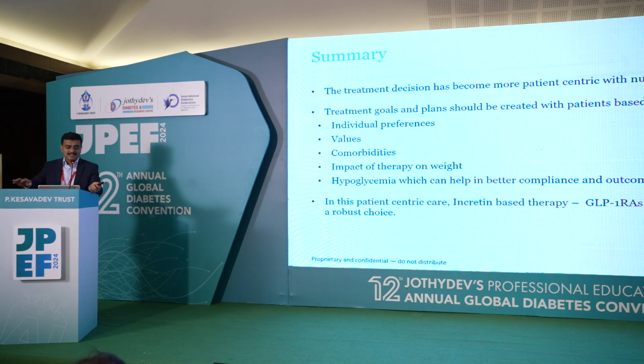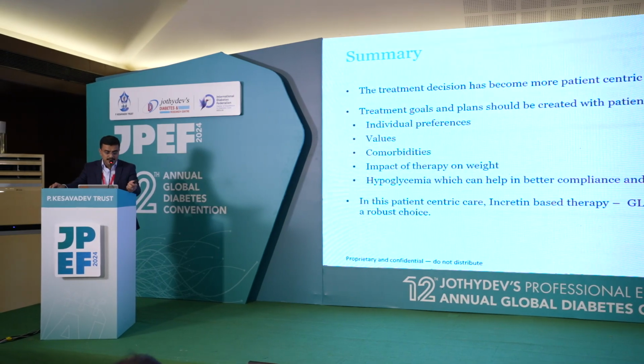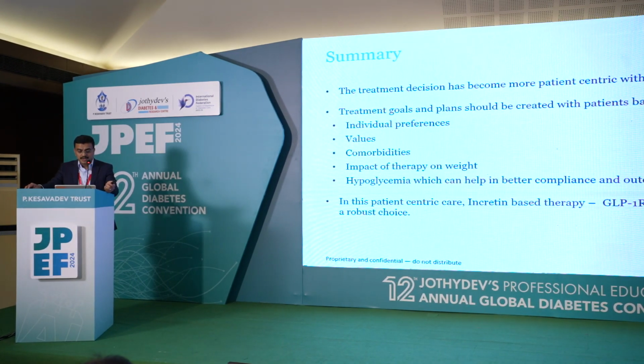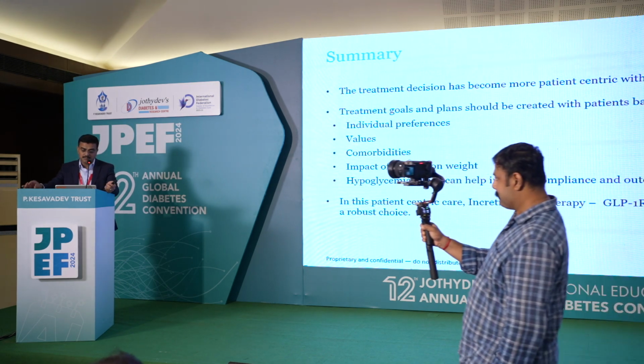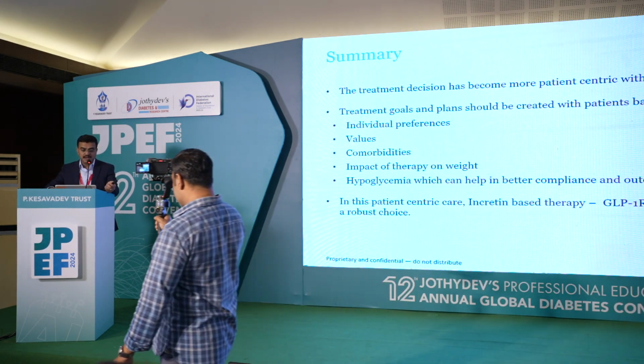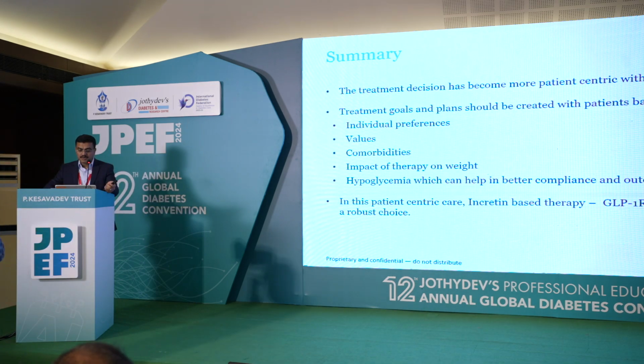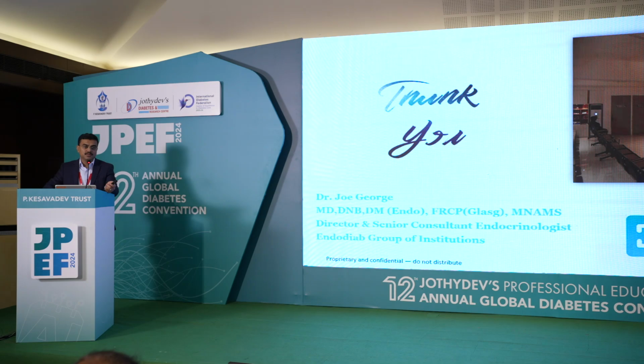Yeah, so summarizing, the treatment decision has become more patient-centric with a number of factors into play. Treatment goals and plans should be created with patients based on individual preferences, values, comorbidities, impact on weight and hypoglycemia, which can help in better compliance and outcome. In this patient-centric care, incretin-based therapy, GLP-1 receptor agonists and DPP-4 inhibitors provide a robust choice. Thank you very much.